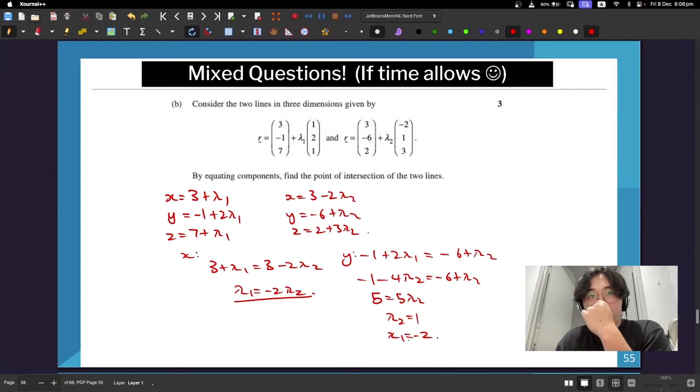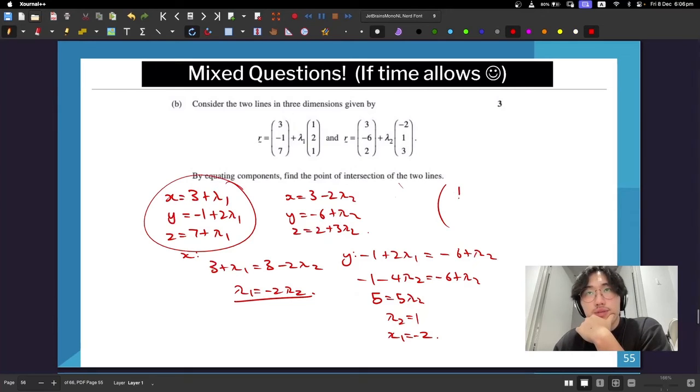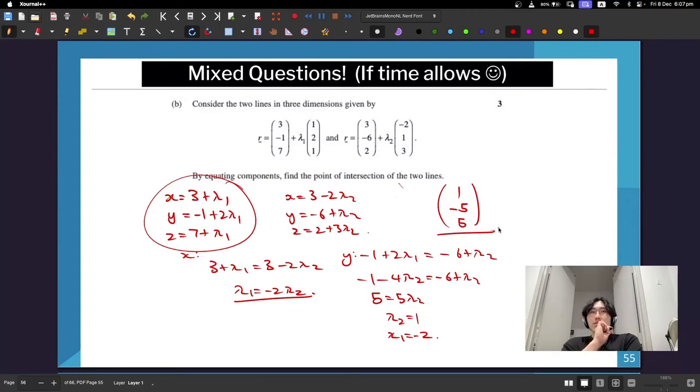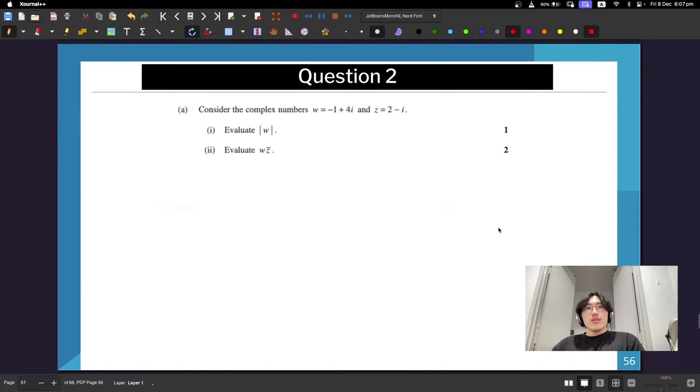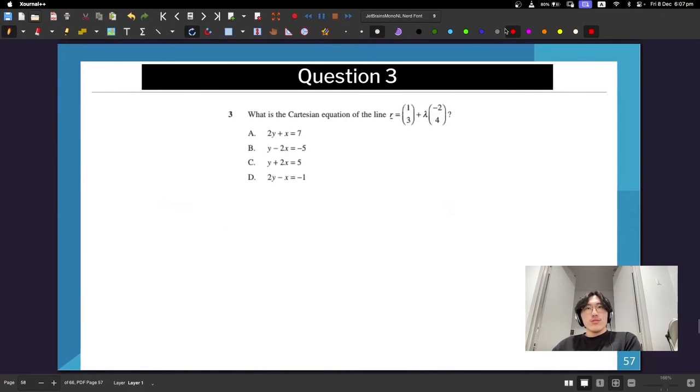So now I'm just going to sub all this back in to find it. So sub it into either of them. I'm going to sub it into this one. 3 plus negative 2 is 1. Negative 1 minus 4 is negative 5. 7 minus 2 is 5. That is our intersection. Okay, that is a complex number question.